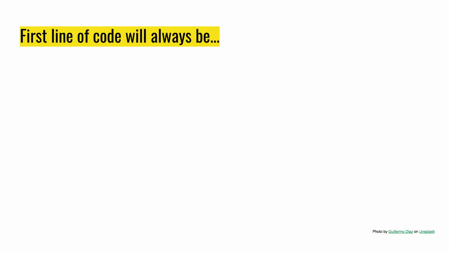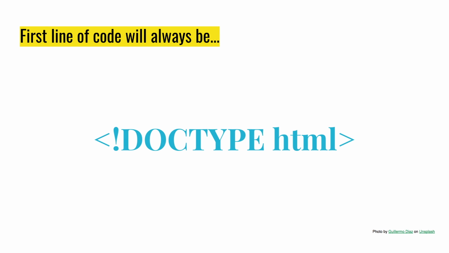So your first line of code will always be doctype HTML. Now this looks like an opening tag, and it will not have a closing one. So we're going to have a left angle bracket, your exclamation point, uppercase, you're going to type DOCTYPE, and lowercase, you're going to type HTML with the right angle bracket. And this will always be your very first line of code.